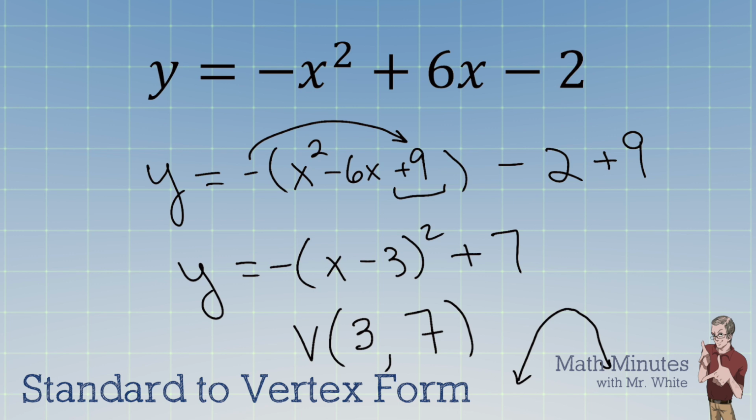So that's one way to approach how to convert standard form with that leading coefficient not equal to 1. Go ahead and just factor it out. That's how you could convert it into vertex form.